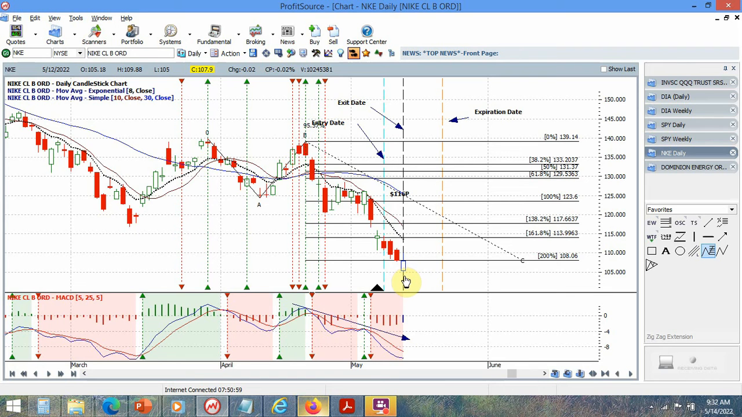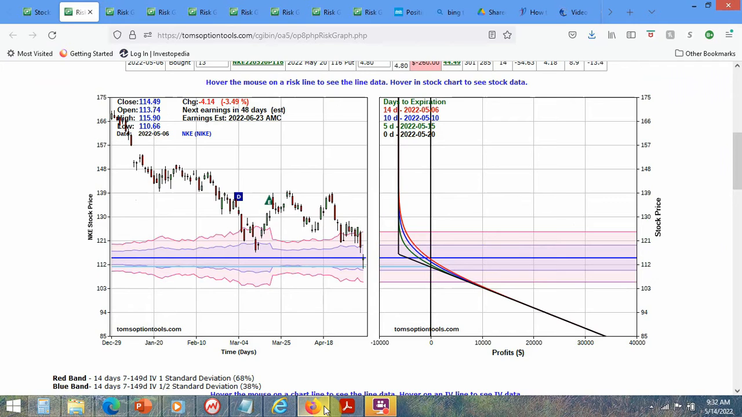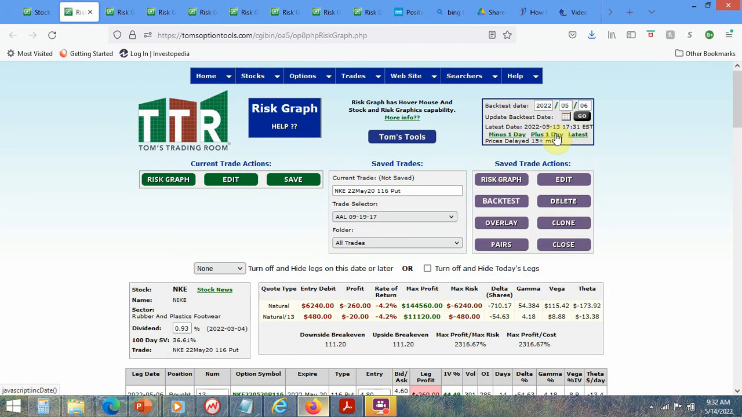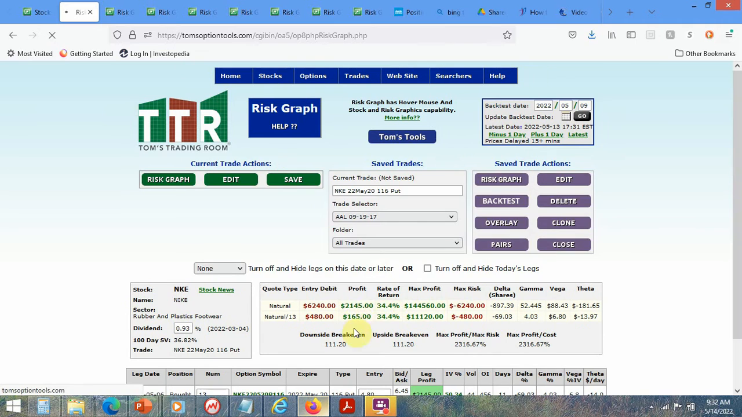So actually the low, if you look up there, is 105. I was expecting to get to 108. It actually gapped to 105 and then recovered some of that loss. So let's look at the risk graph and see what happens. So let's go one day, which is Monday, my entry day. I'm up 34% or $2,000 on the open. Next day, day 2, $3,000 at 56%.